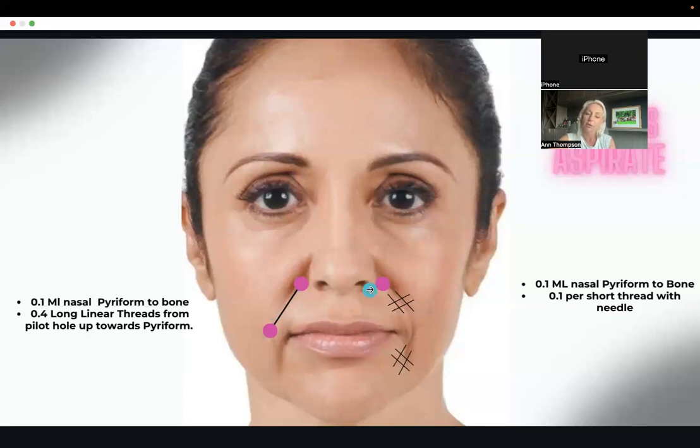You also can do a piriform injection. Piriform injection is 90 degrees in all the way down to the bone. Make sure you aspirate. You're very close to where that angular artery is going up. And you can lay 0.1 right at the bone, and that will help pop that nasolabial fold out. If you want to do the cross hatching, you can do 0.1 into each of the little threads.